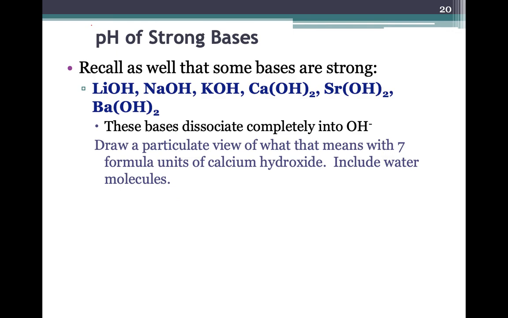Guess what? I'm also going to ask you to do the same thing with our strong bases. Draw a particulate view of what it means with 7 formula units of calcium hydroxide. You must use calcium hydroxide. I would include water molecules, but they're not necessarily essential.